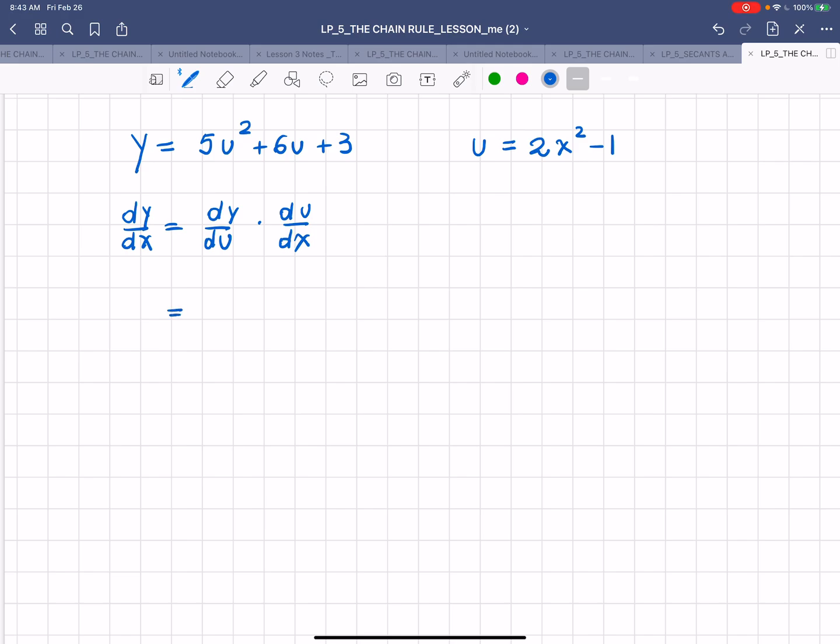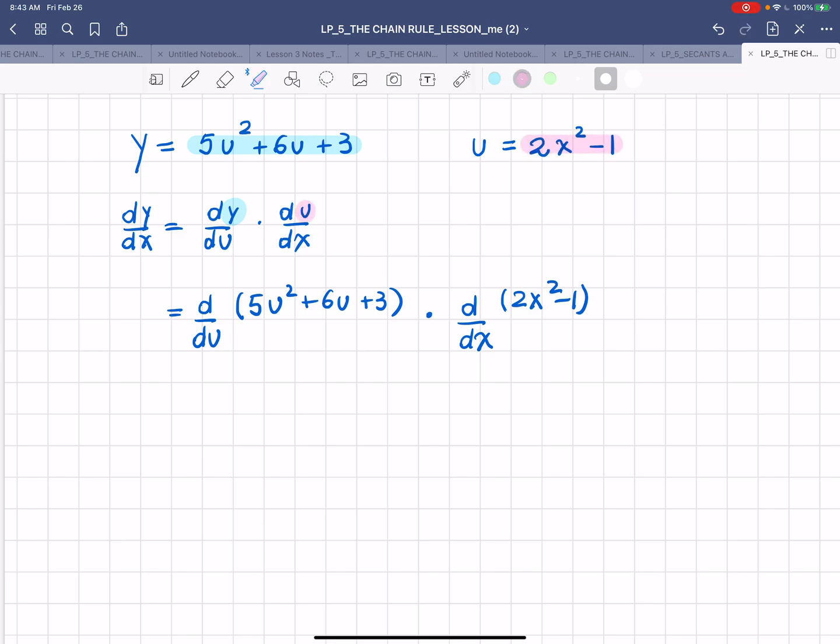Substitute the function y with 5u squared plus 6u plus 3. So we have d/du of 5u squared plus 6u plus 3, multiplied by du/dx, which will be d/dx of 2x squared minus 1. So we substitute function u by 2x squared minus 1.